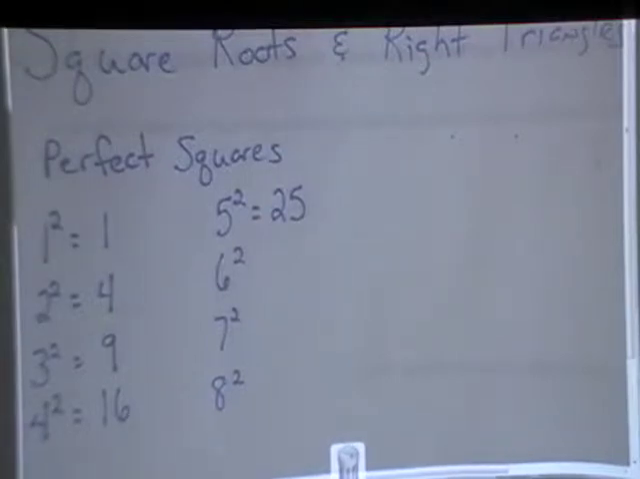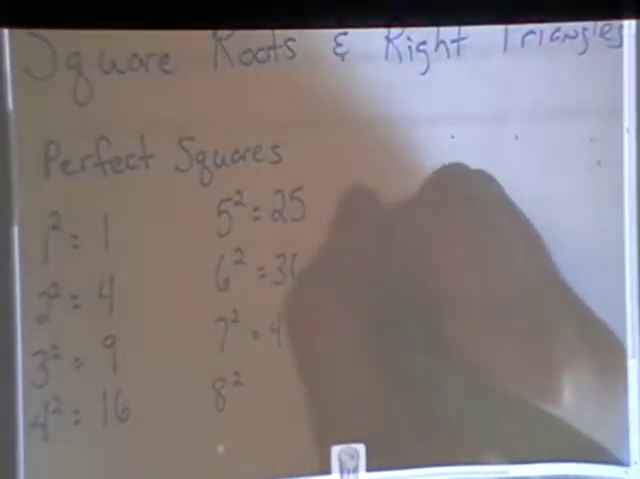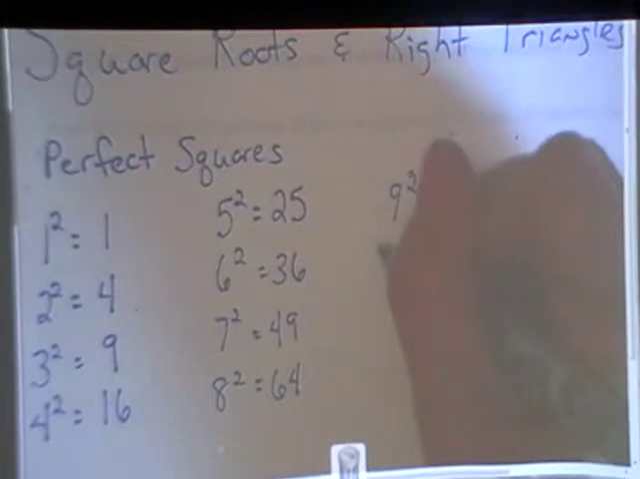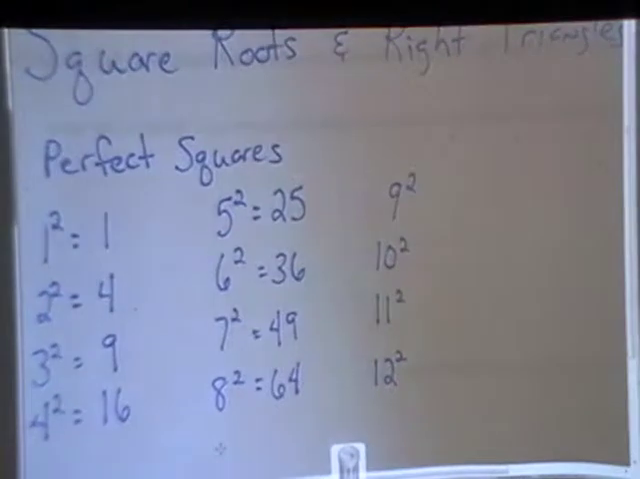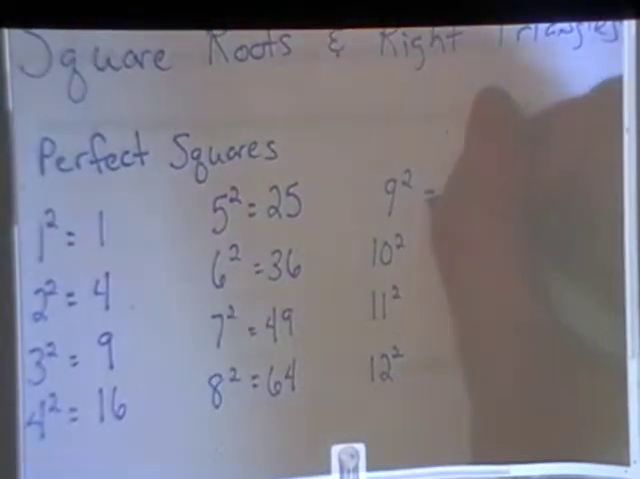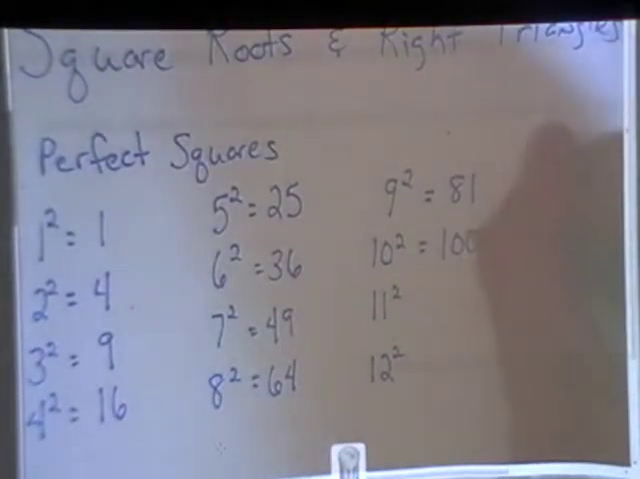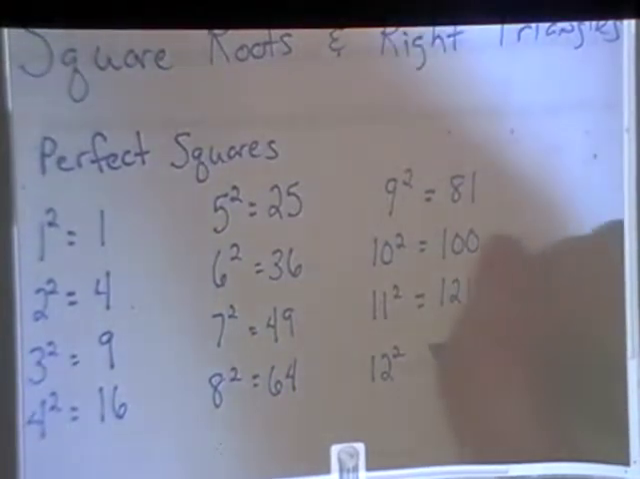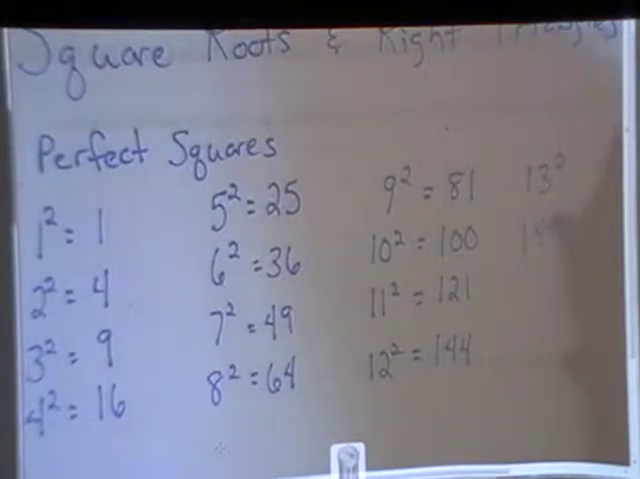Alright, so hopefully you got 6 squared was 36. 7 squared is 49. 8 squared is 64. Keep going. 9 squared, 10 squared, 11 squared, and 12 squared. Alright, so 9 squared is 81. 10 squared, good, 100. 11 squared, 121. 12 squared is 144. Alright, now the next one's our last set. 13 squared, 14 squared, and 15 squared.